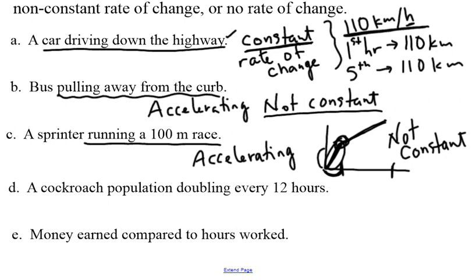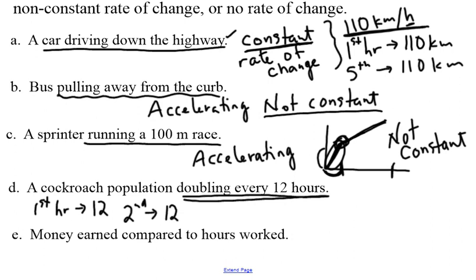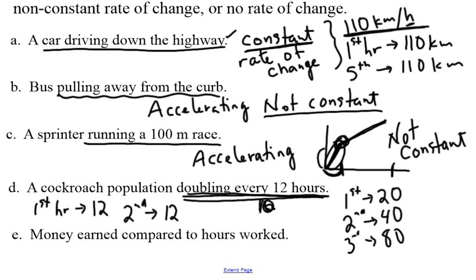A cockroach population doubling every 12 hours. Well, doubling every 12 hours does not mean constant rate of change. Constant rate of change would mean the first hour, they're increasing by 12, the second hour, they've increased by 12. But they haven't. Let's say we started with 10 cockroaches. In the first 12 hours, those 10 cockroaches doubled to become 20. In the second 12 hours, because they doubled, the 20 become 40. In the third 12 hours, if they double, that becomes 80. So we see they double to 20, but then they double and get 20 more, then they double and get 40 more.